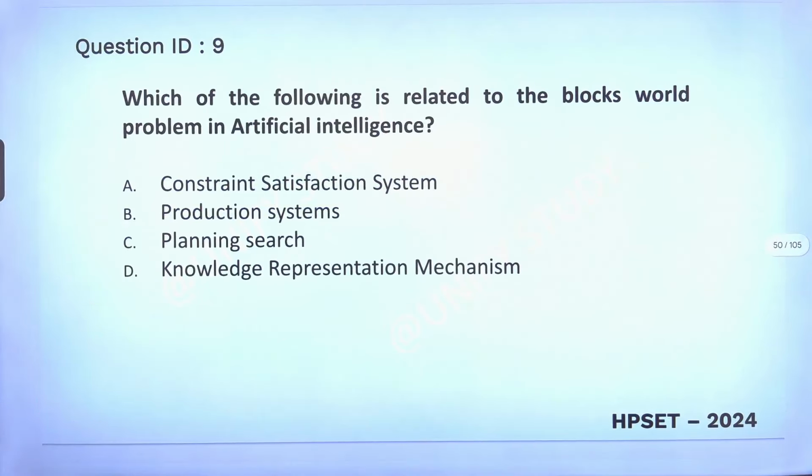Now, do this. Which of the following is related to the block world problem in artificial intelligence?